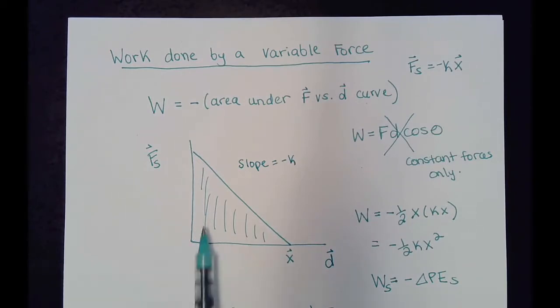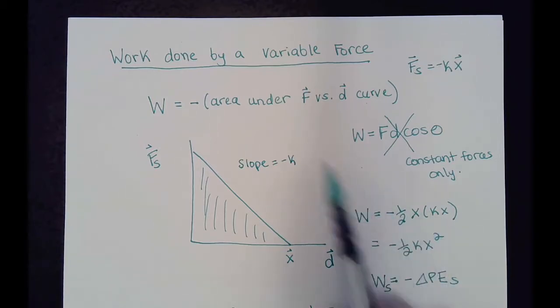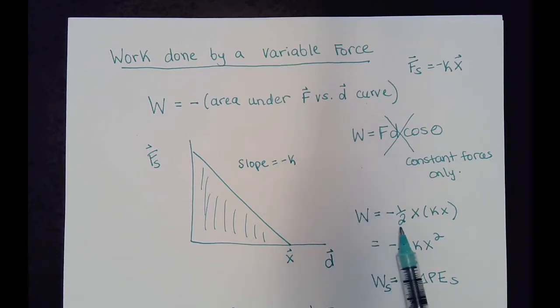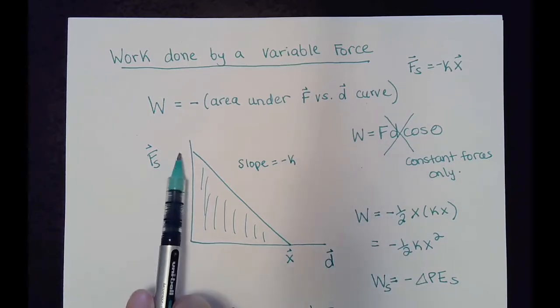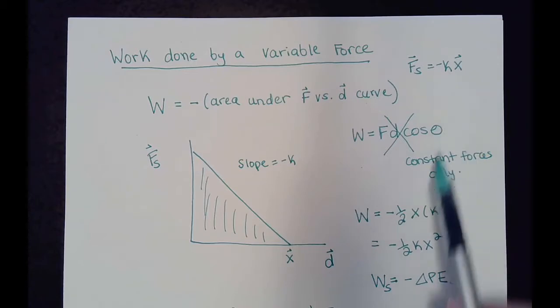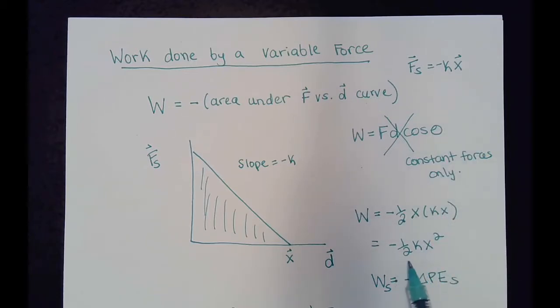The area under the curve is a triangle, and this is for a spring that started at 0, its equilibrium position, and extends to a distance x. Area is 1/2 base times height, and it's negative of the area. So we have negative 1/2 x times the height, which is the force, kx. And multiplying that in, I have negative 1/2 kx squared.